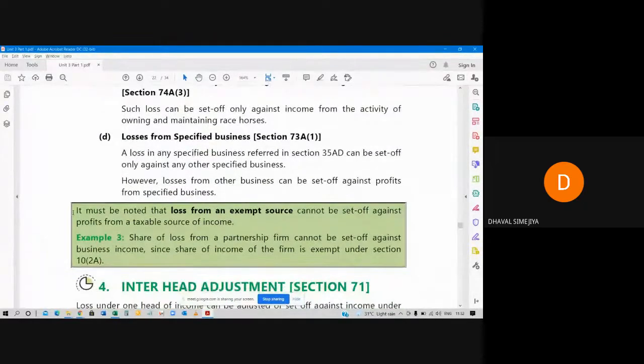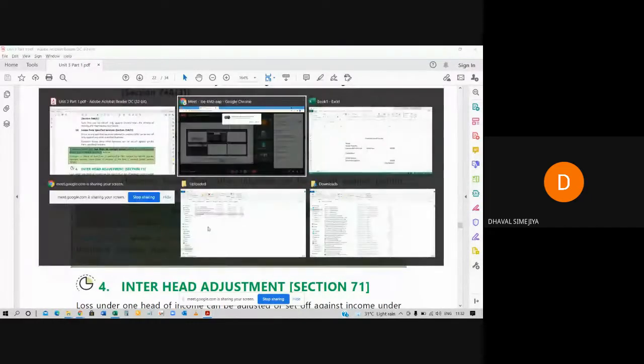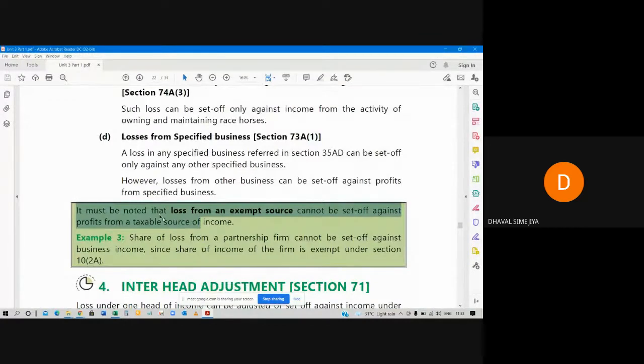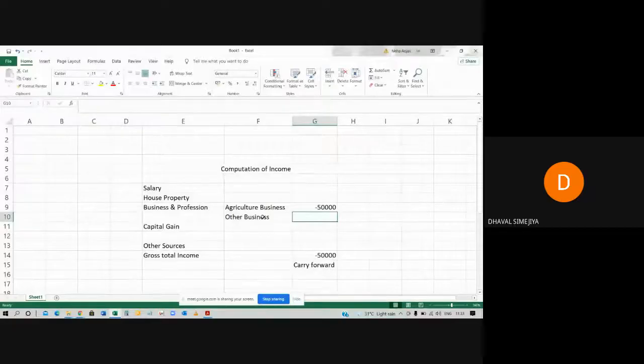Last point of inter-source: it must be noted that loss from an exempt source cannot be set off against the taxable source of income. Now, what is the meaning of this point? For example, agriculture business. Agriculture business income is exempt. If I am having agriculture business loss, loss from exempt source, 50,000, and in other business I am having profit of, let's say, 90,000, will it be set off? The answer is no. Profit will be 90,000 and amount carry forward will be 50,000 rupees.